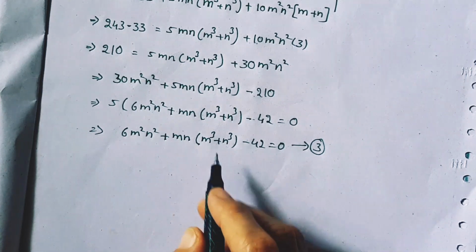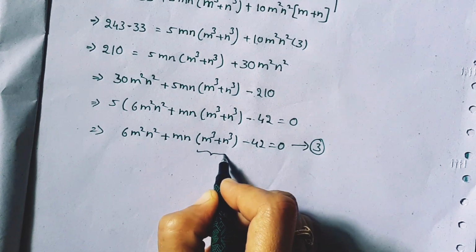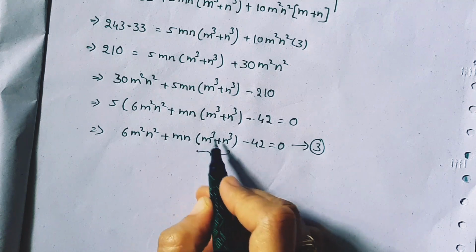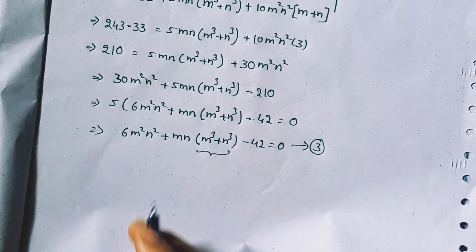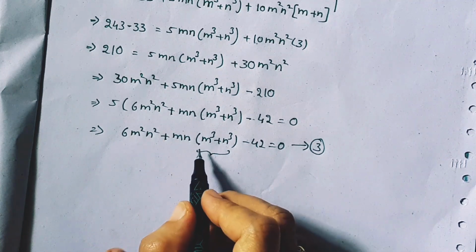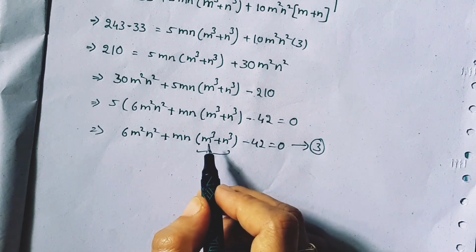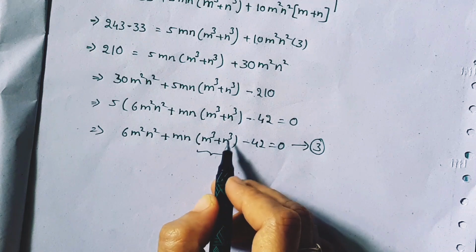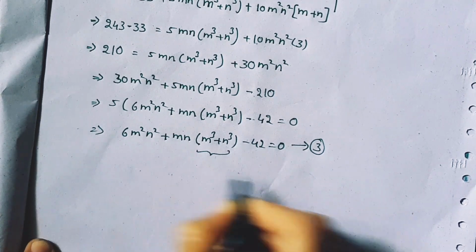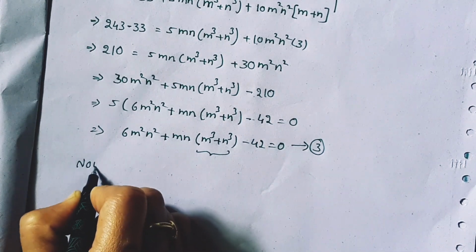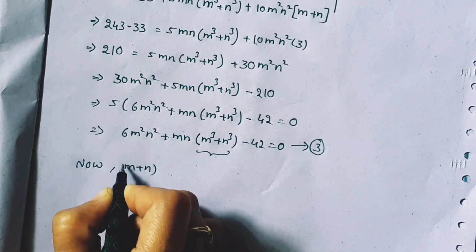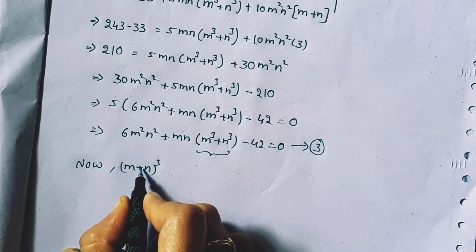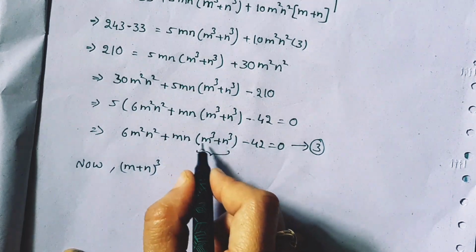So just look at here, m cube and n cube is there. First we need to find out value of m cube plus n cube. Okay, then only we can continue this step. So for this we need to find the expansion of cube, means m plus n whole cube. So now we'll take here m plus n whole cube. First we'll solve this, then only we can able to find the value of this.